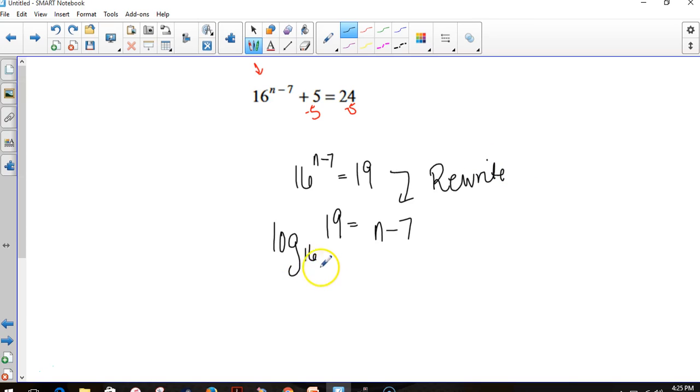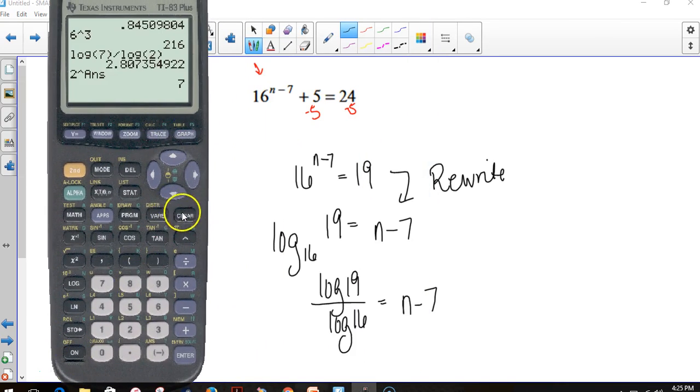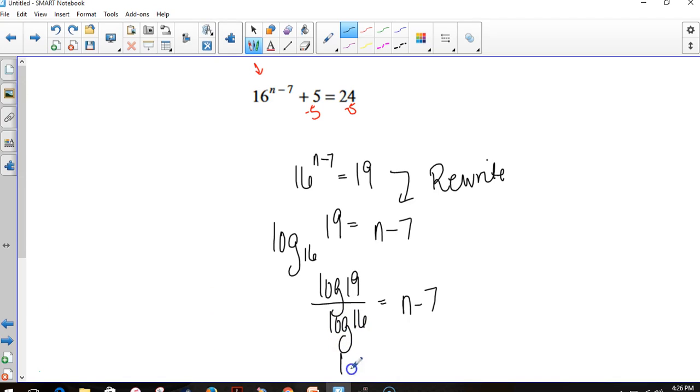Now, I don't know what log base 16 of 19 is, but I have the change of base rule. So I can say log base 10 of 19 over log base 10 of 16 and get that number by using the log button on my calculator. Log of 19 divided by log of 16. Now I get about 1.06. So I'm going to write 1.06 down here.